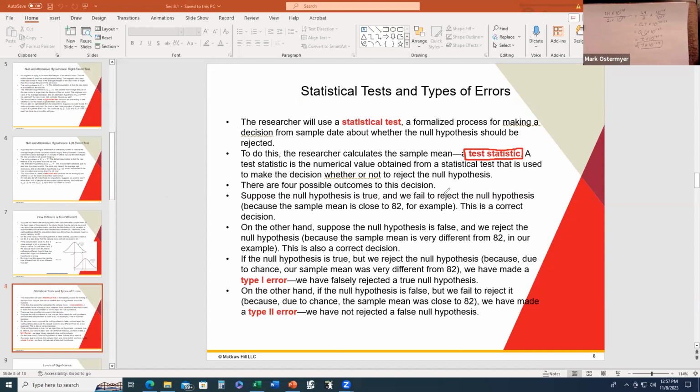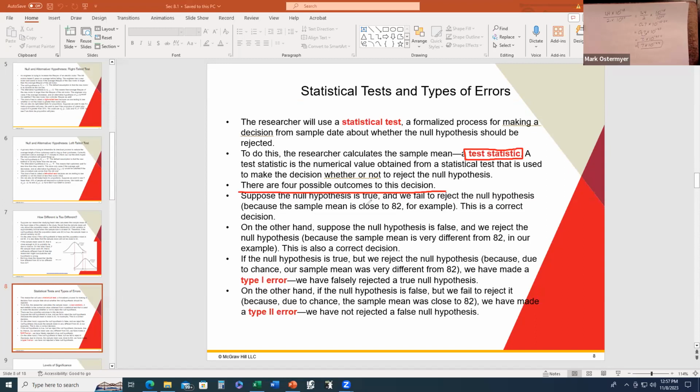All right. So, ladies and gentlemen, when we conduct hypothesis testing, there will be 4 possible outcomes that could occur. One possible outcome is, suppose that the null hypothesis is actually true, and we fail to reject the null hypothesis.